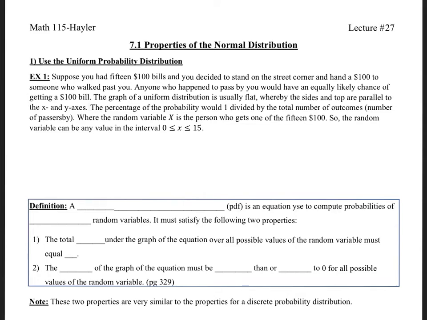Welcome to Lecture 27, Chapter 7. Alright, so 7.1, Properties of the Normal Distribution. So for the first objective, we're going to use the uniform probability distribution. So let's take a look at the first example.